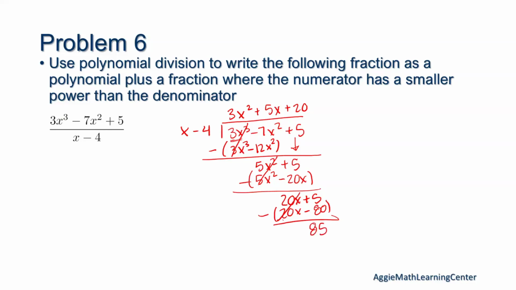Okay, so how do we write our final answer then? So it's gonna be 3x squared plus 5x plus 20, and then we're gonna have 85 over x minus 4.